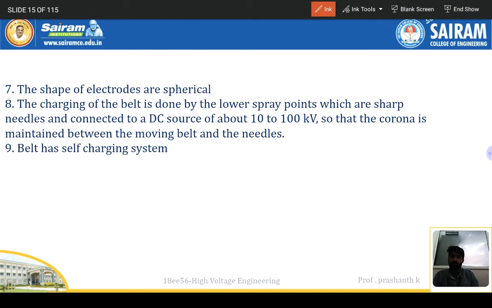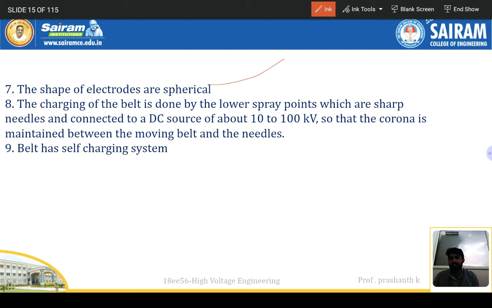The shape of the electrode is spherical. I already told you it's a spherical electrode, okay. The charging of the belt is done by the lower spray point, which are sharp needles connected to a DC source of about 10 to 100 kilovolts, so that current is maintained between the moving belt and the needle.